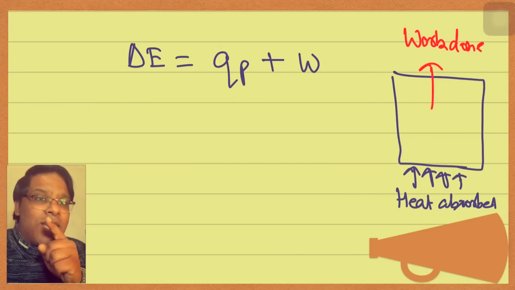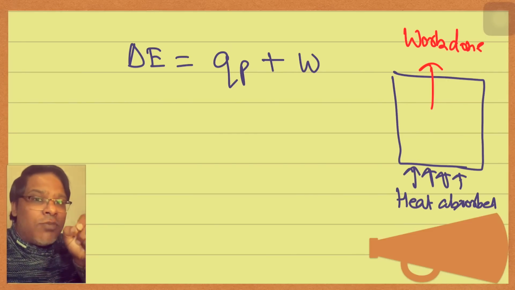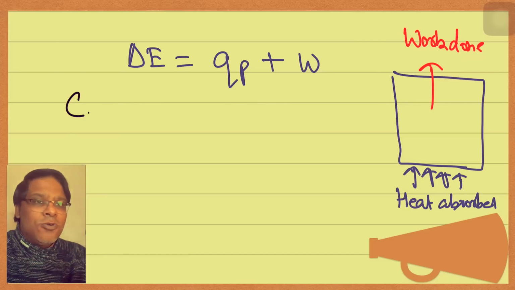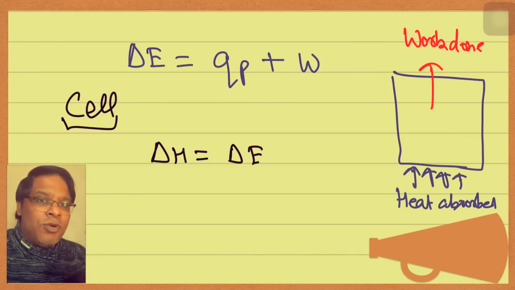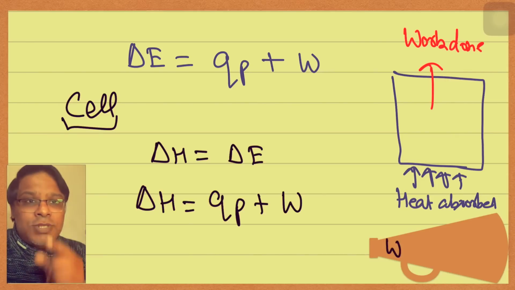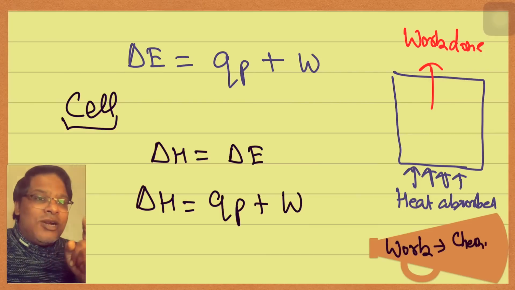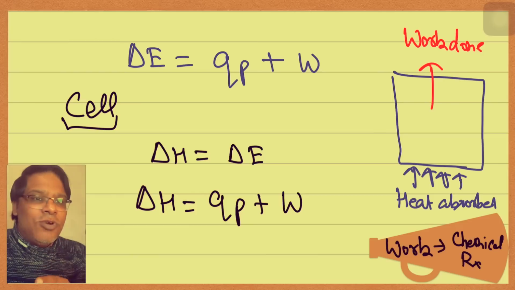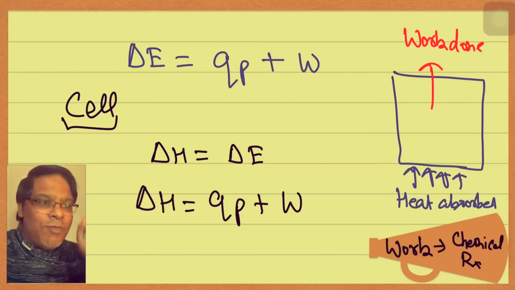So here delta E is equal to QP plus W. QP stands for the heat absorbed by the system, and W is the work done by the system on the surroundings. Now what we have learned in the case of a cell, delta H is equal to delta E. So you can write delta H is equal to QP plus W.